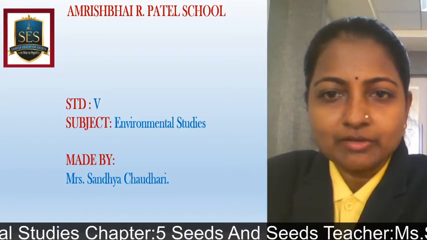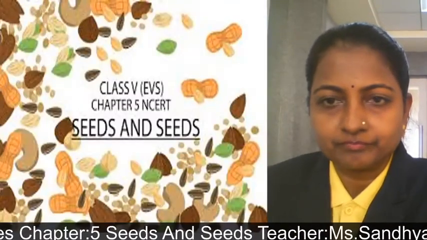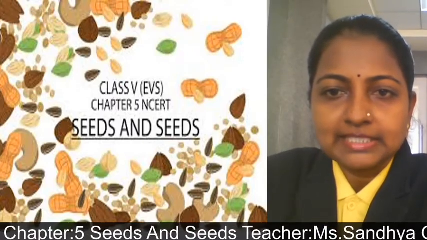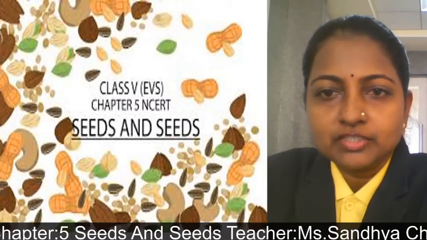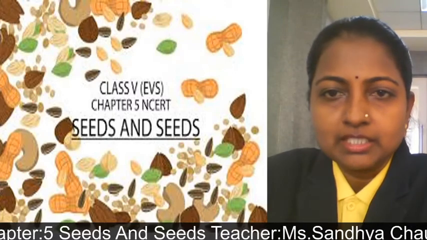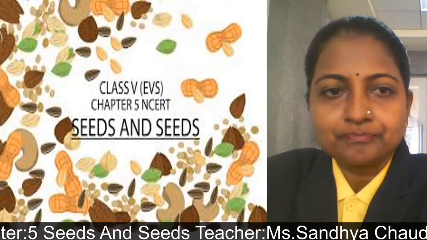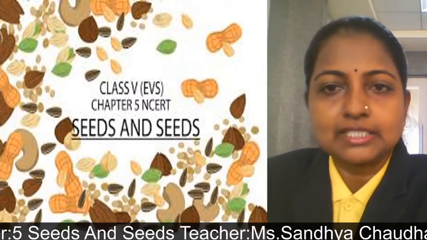Let's start with the environmental studies. In the previous video we have seen seed coat, cotyledon, parts of a seed, germination of a seed and conditions required for germination of seed. So we will continue chapter number 5, seeds and seeds. So let's see.